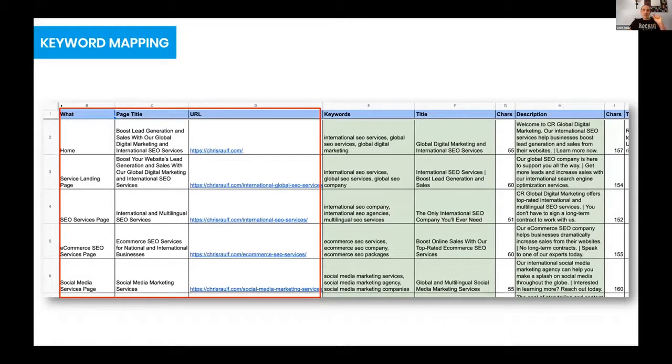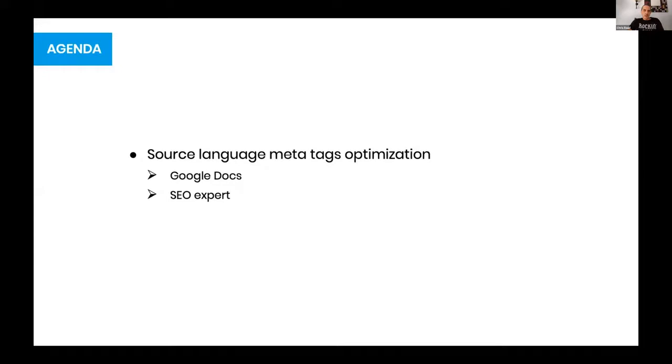And then we assign 3 very closely related keywords to each and every page, because we don't want to confuse the heck out of Google. So you want to go with 3 keywords, very closely related. And then the next step would be to create optimized meta tags, which I'm going to talk about in a second here. All right. Keyword mapping, crucial to any SEO and international SEO project.